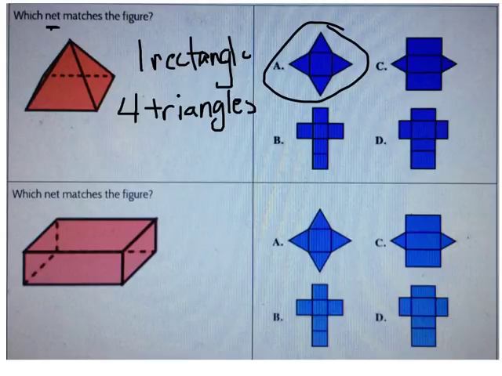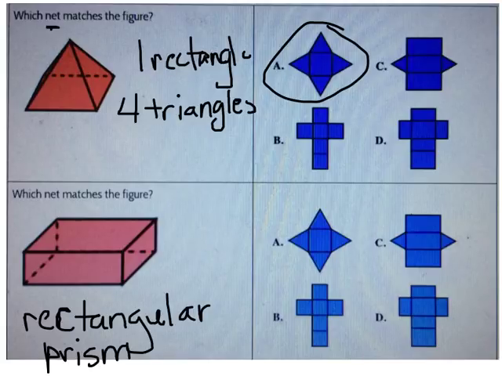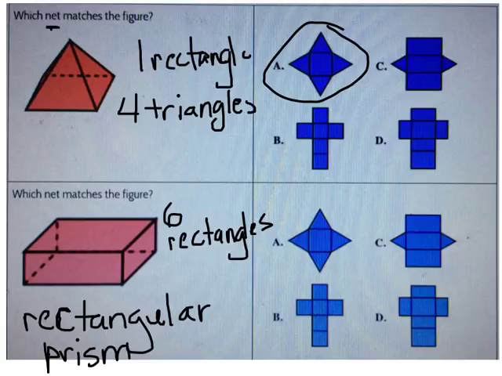Let's try another. First, what's the name of the second shape? It's a rectangular prism. It has 2 rectangles as its bases, and the rest of the faces are also rectangles. So what shapes would be used to construct the faces of this figure? How many rectangles? This figure would be made from 6 rectangles that aren't all the same size. So which net matches? D shows the net of the rectangular prism.